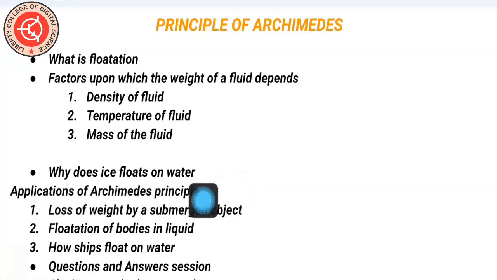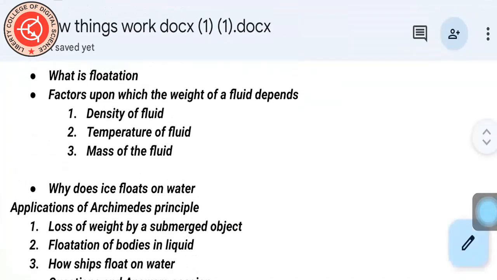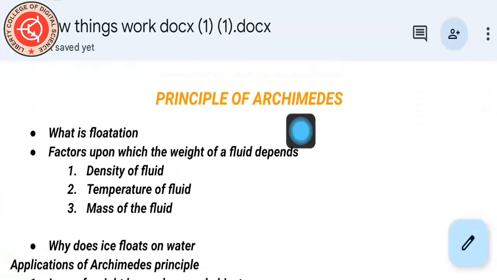If you notice, if you have an ice block and you place it on water, it's going to be floating on water. Then we have application of Archimedes principle, which are loss of weight by submerged objects. We also have flotation of bodies in liquid. Then we are going to look at it from the angle of how a ship floats on water. Then we proceed with the question and answer session, and then the closing remarks. So we're going to begin.